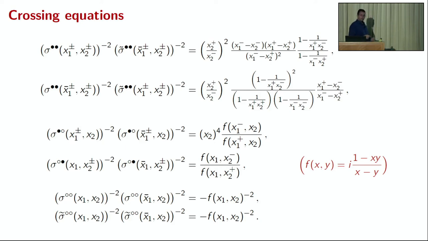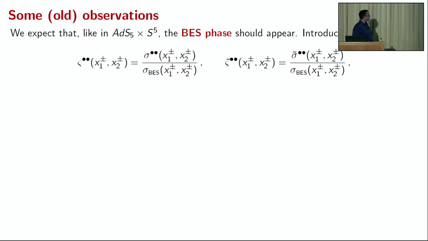So now it's a matter of solving these equations. Let me tell you how this was done initially. The first intuition, which was based also on semi-classical, perturbative calculation, was that for the massive guys, it should be a little bit like AdS5, and in particular, there should be a BES, Beisert-Eden-Staudacher, factor. So the idea was, let's remove this BES factor, and then we get some equation for a curly sigma here, which should be something simpler. It's still something that has a non-trivial monodromy, so still a non-trivial function, but should be some simpler thing.